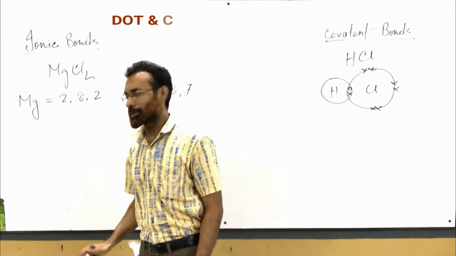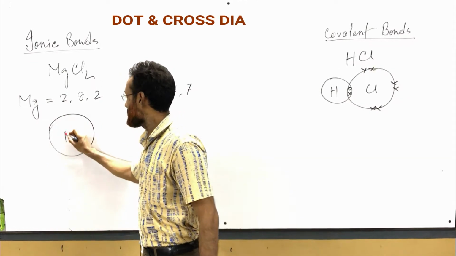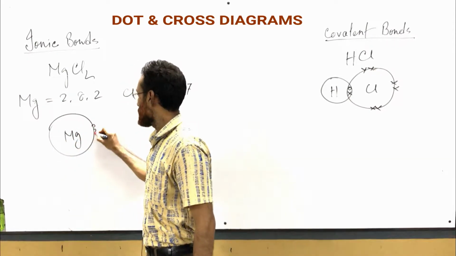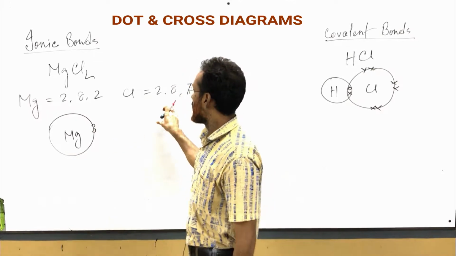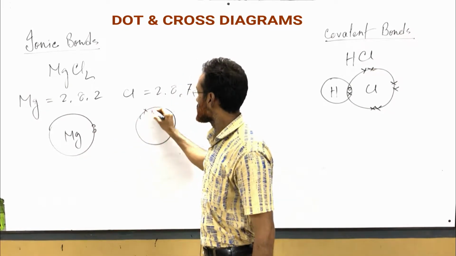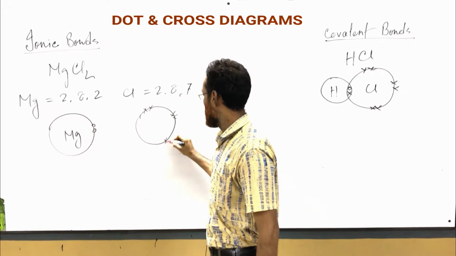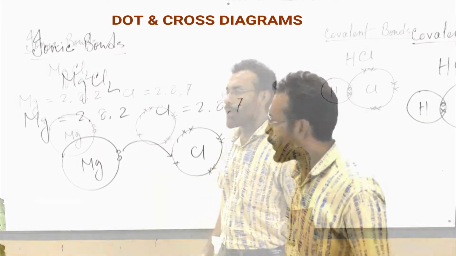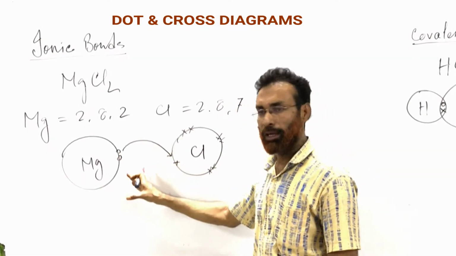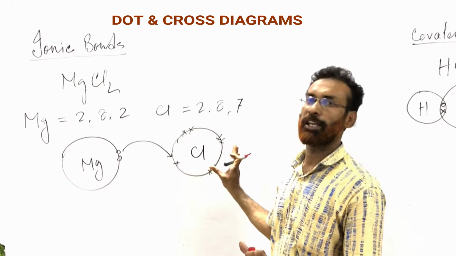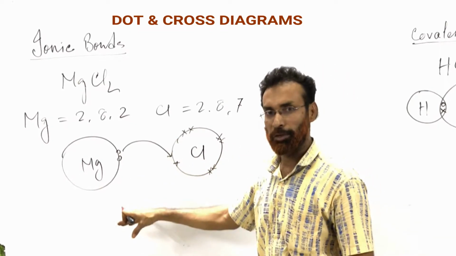Let's first draw the atoms. Here is magnesium, 2 electrons in the outer shell. We just show here the outer shell, and chlorine 1, 2, 3, 4, 5, 6, and 7. When this magnesium donates 1 electron to this chlorine, it is already satisfied. It cannot gain the other electron of magnesium.